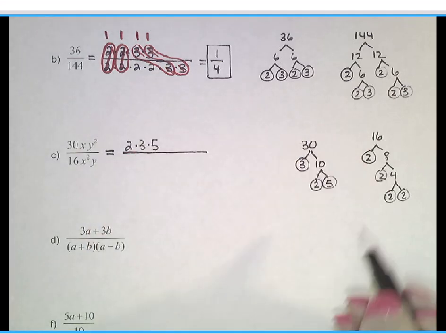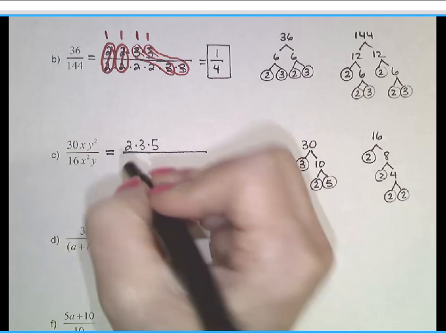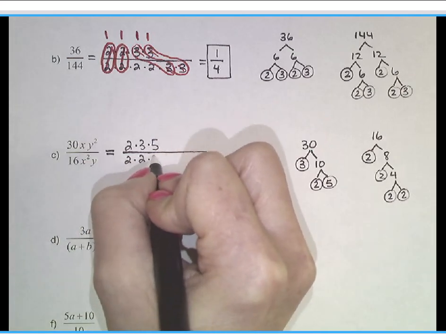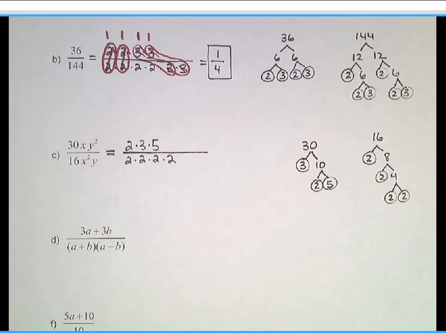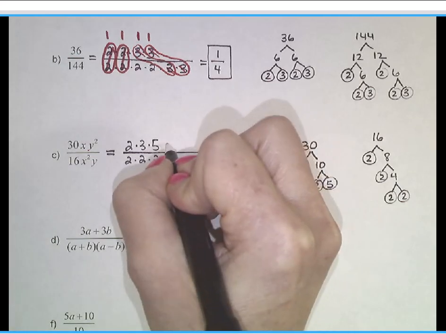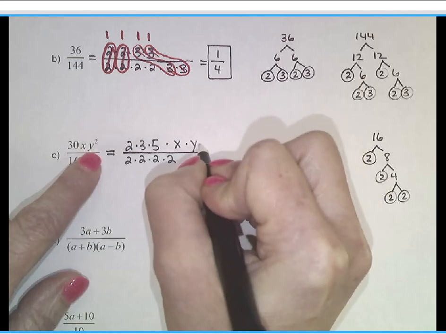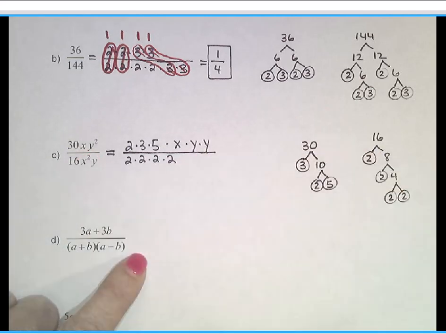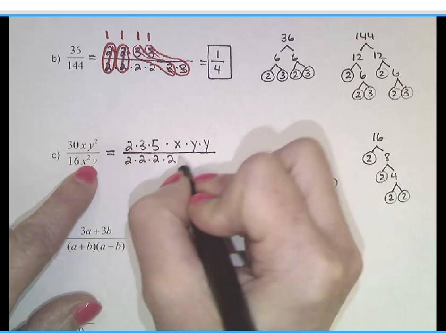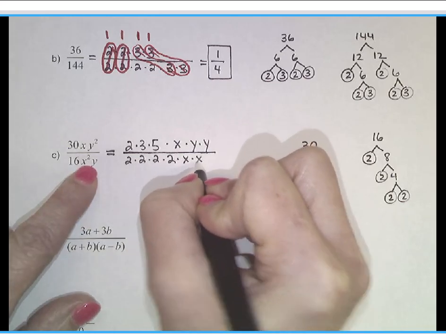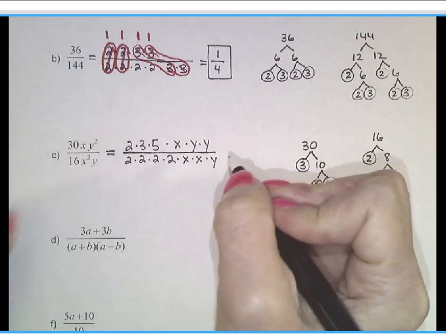And then 16 is, there's 4 2's. So 2 times 2 times 2 times 2. And I'm going to play the same game with my x's and my y's. So on the top I have an x. And then for y squared, I'm going to write it as y times y. And underneath for x squared, I'm going to write it as x times x. And then I have a single y.